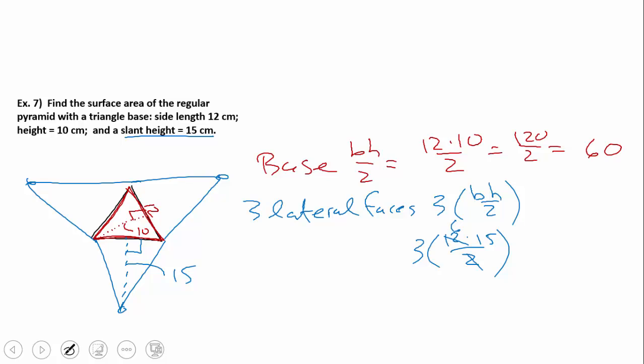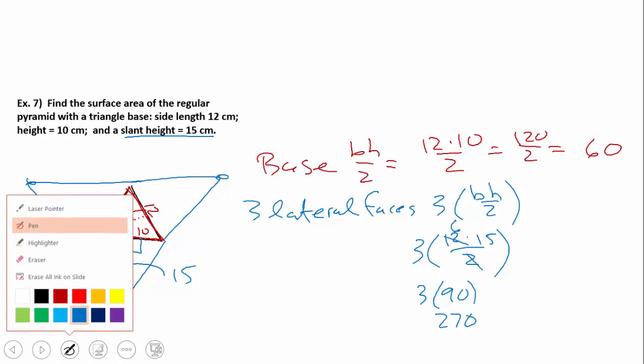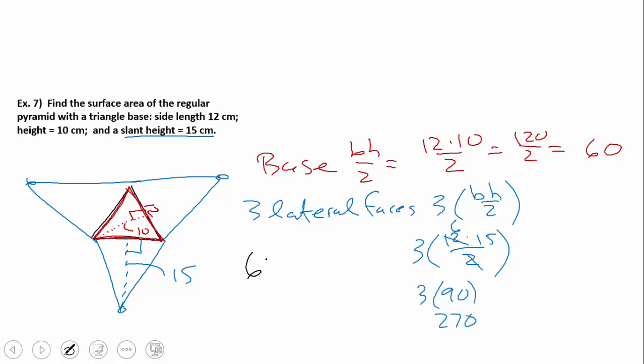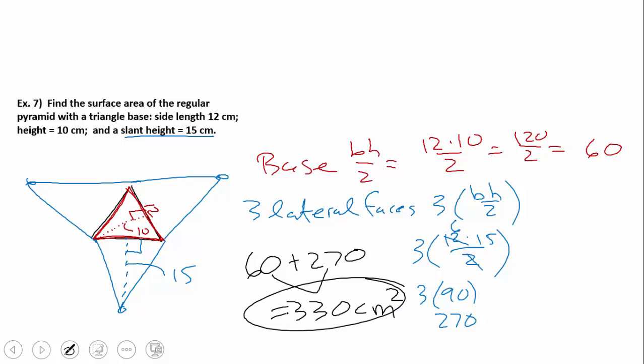And 6 times 15 is, what, 105? What's 6 times 15? Let's make sure this is working right. 6 times 15 is going to give us 90. So 3 times 90, and that would be 270. And then we say that the 60 plus the 270 gives us 330. And that's going to be in our units of centimeters squared for our surface area of that triangular prism.